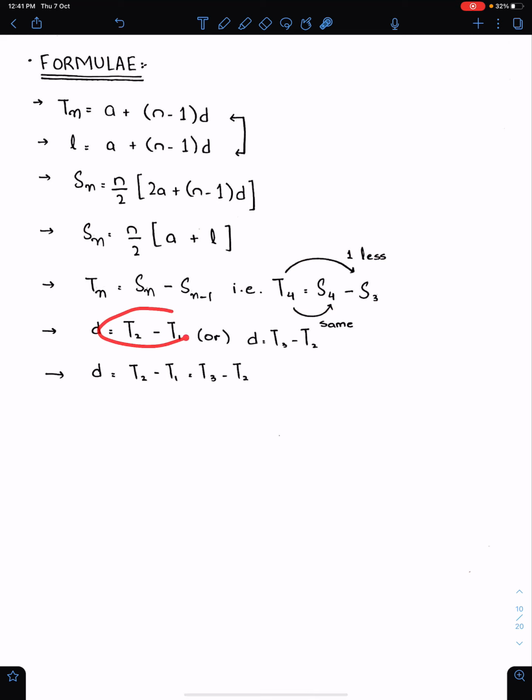And D means difference of any two consecutive terms, any two consecutive. It could be T9 minus T8. And this formula is very important. Use this formula when three consecutive terms are given.